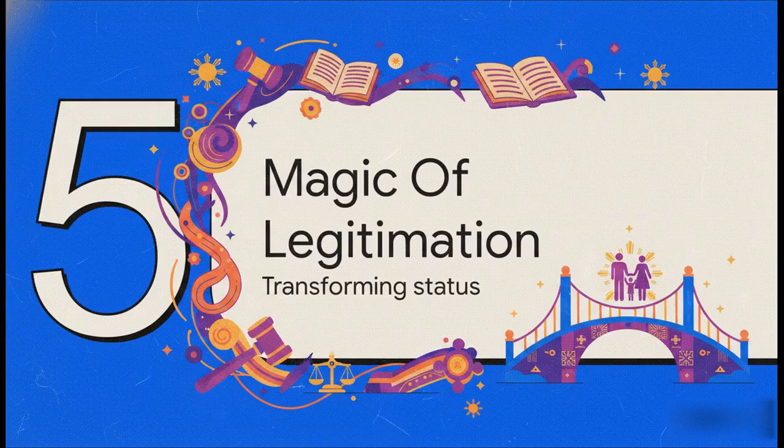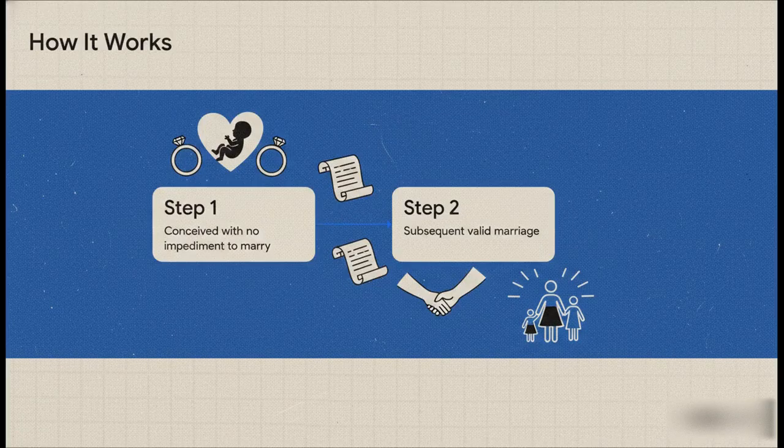And finally, Section 5, the magic of legitimation. Let's look at the bridge between our two categories. How does the law transform an illegitimate status into a fully legitimate one? To pull off this legal magic, these exact steps have to happen under Articles 177 and 178. Step 1. The child is conceived and born outside of wedlock to parents who, at the time of conception, had absolutely zero legal impediment to marry each other. Step 2. A subsequent valid marriage takes place between those very same parents. Check both those boxes and boom, legitimation.